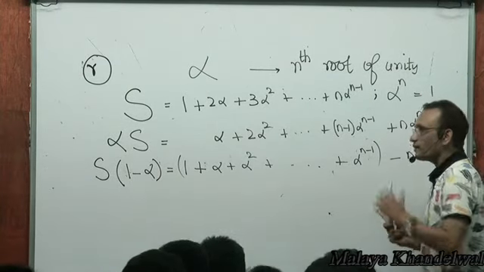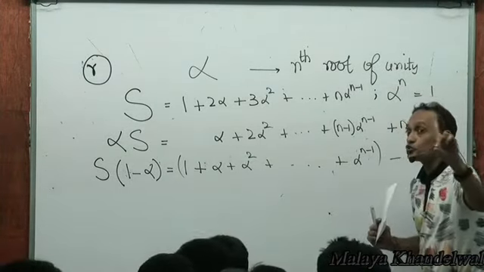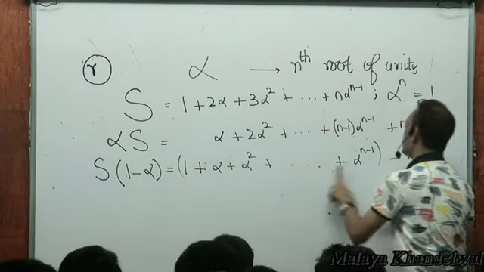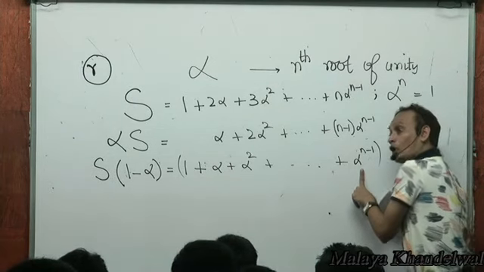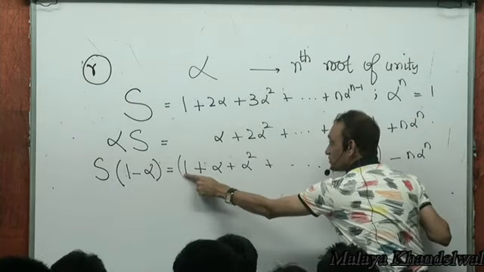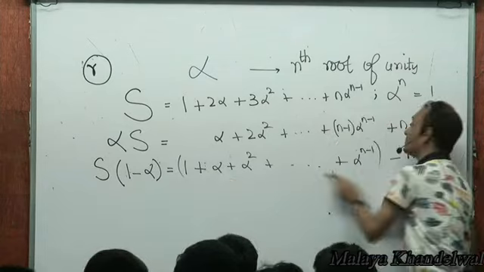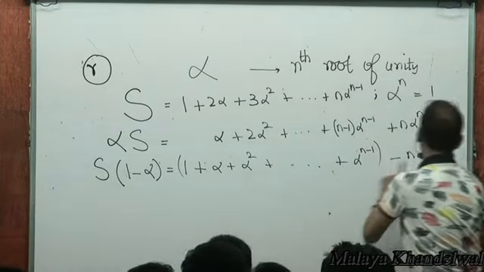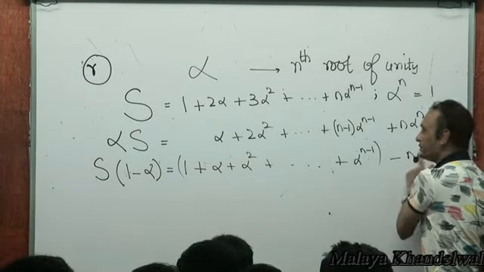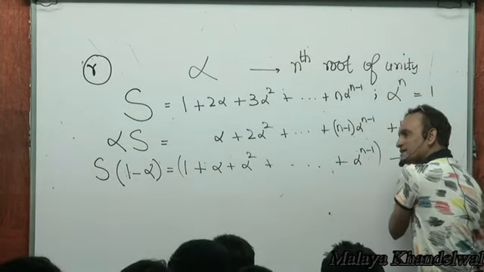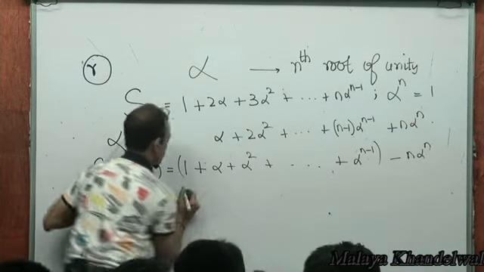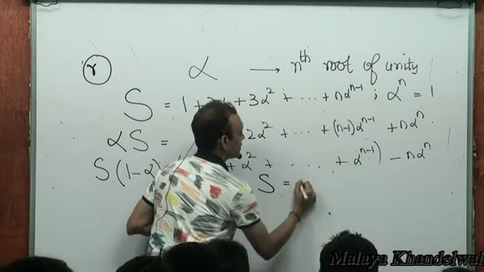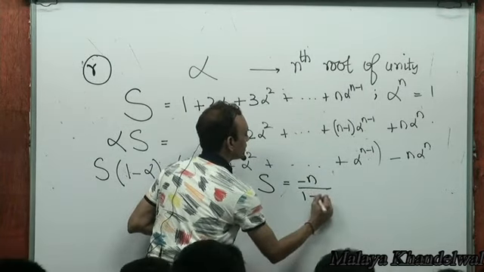The n roots of unity are in GP. So if alpha is a root, alpha squared, alpha cubed, up to alpha to the power n minus 1 are all n roots of unity, and 1 is also an nth root of unity. This is the sum of all n roots of unity, which is 0. So this will be 0, and alpha to the power n is 1. So you'll be left with minus n on the right hand side. This is simply minus n, which means s turns out to be minus n by 1 minus alpha.